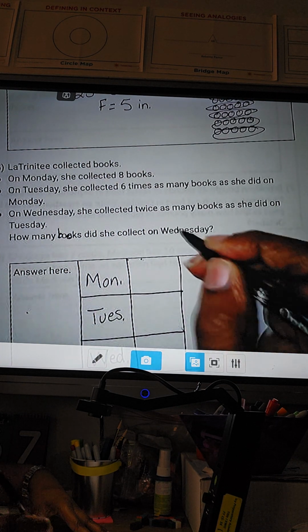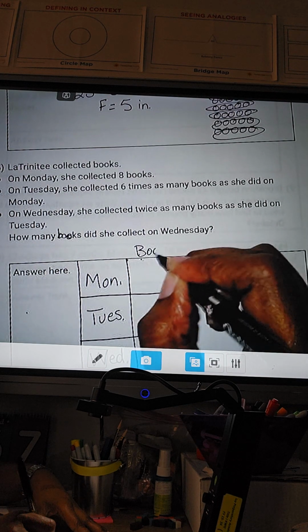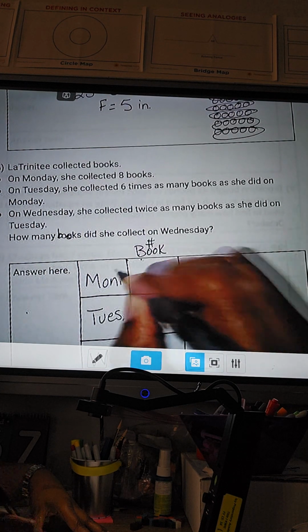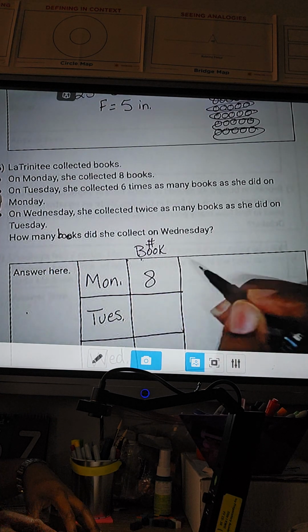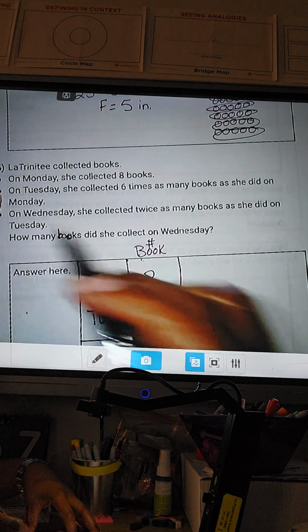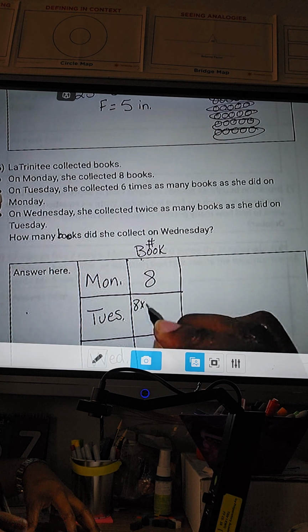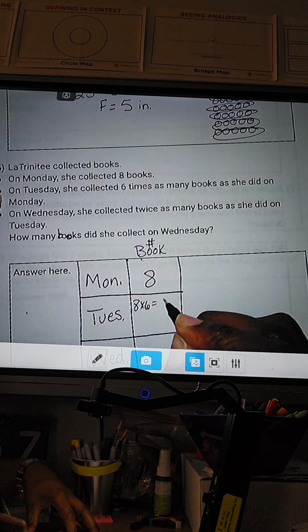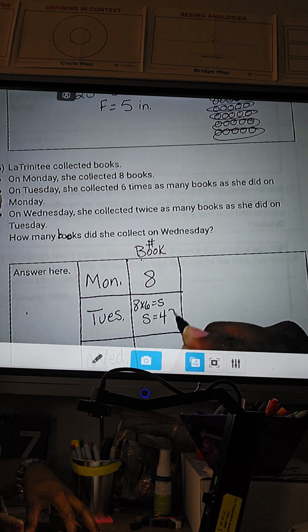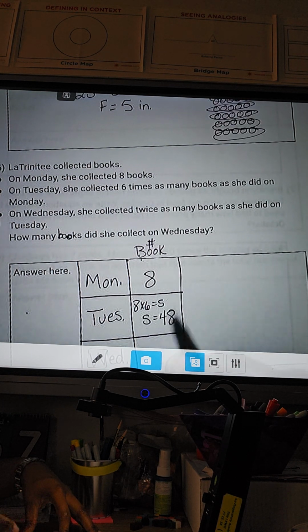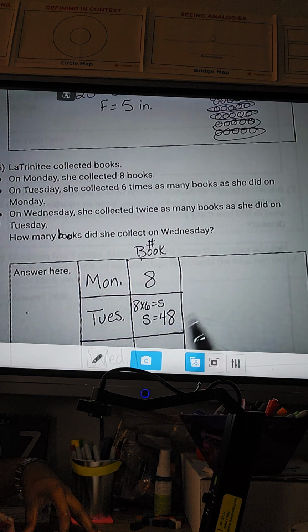All right, so we have our chart. This is our number of books. These are our days of the week. On Monday, 8 books. On Tuesday, 6 times as many books as Monday. So that's 8 times 6 equals S. So S equals 48 books. And then on Wednesday, she collected twice as many books as Tuesday. So that means 48 times 2 equals W.